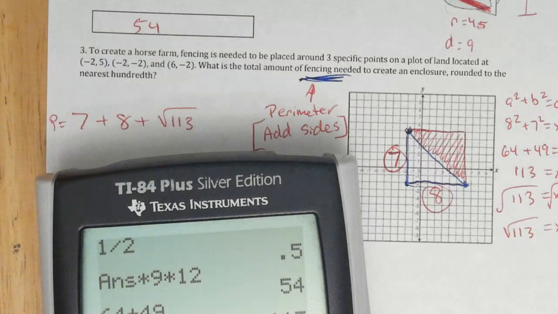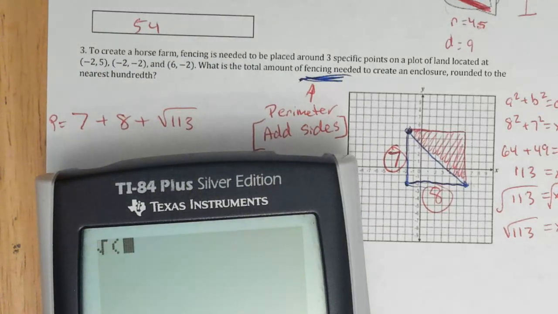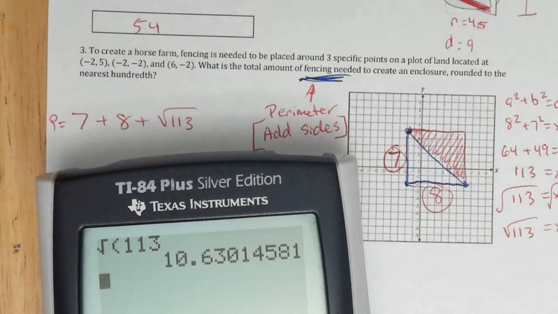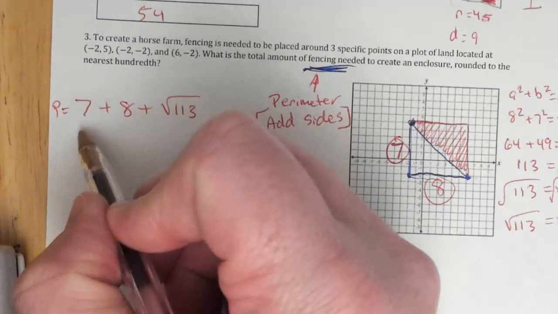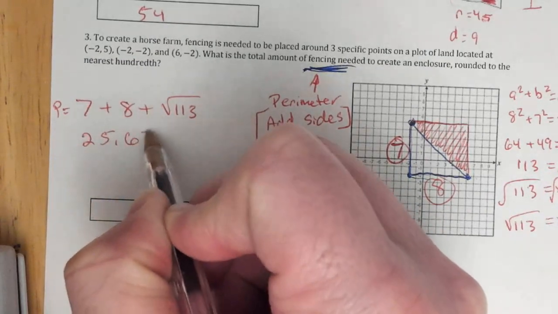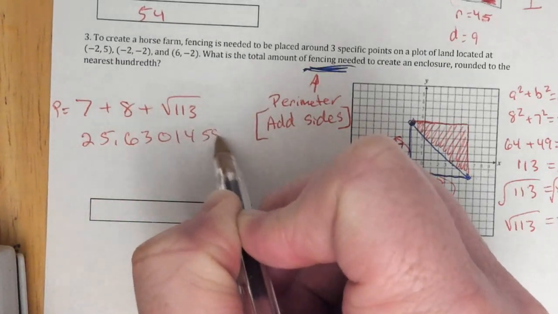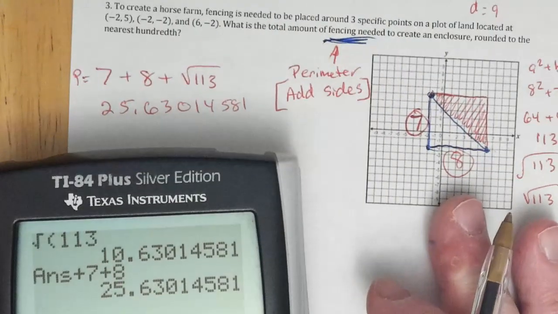All right, so here we go. So the square root of 113 plus 7 plus 8. And there's our answer right there. So we get 25.63014581. Just got that right there.